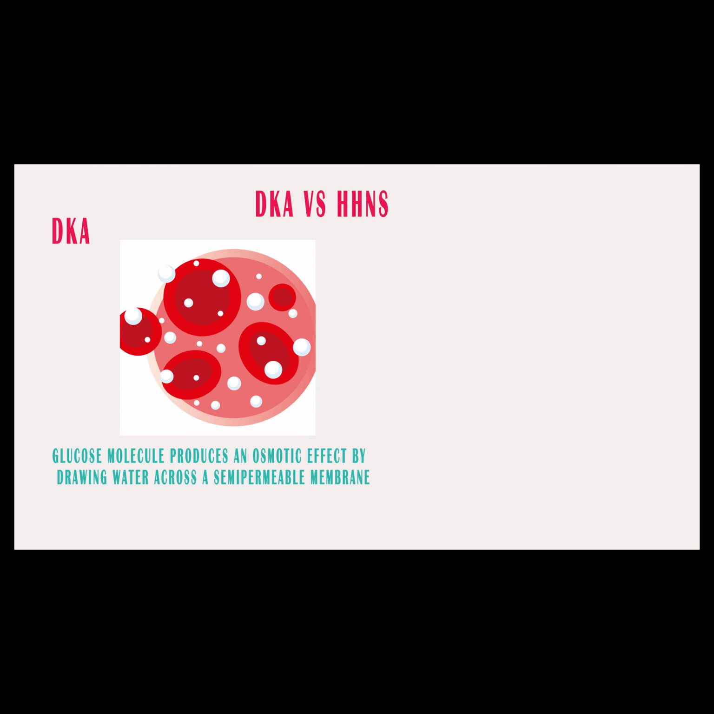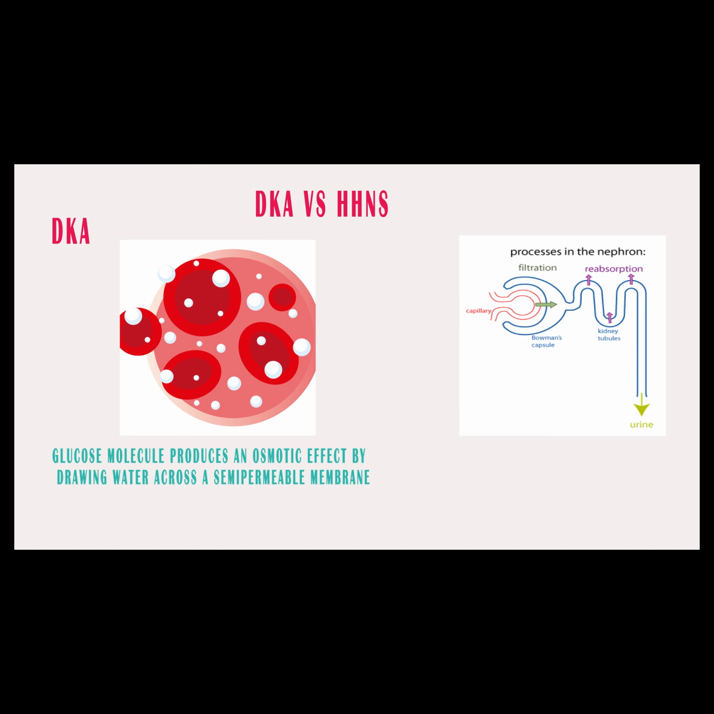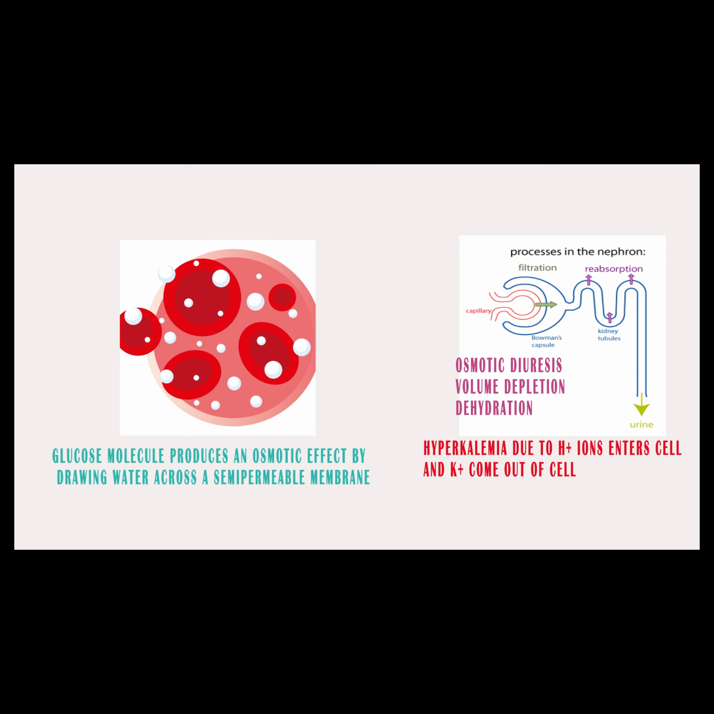When the blood glucose level goes high, a significant amount of glucose spills over into the urine. A glucose molecule produces an osmotic effect by drawing water across a semi-permeable membrane. Glucose draws a large amount of water that ends up producing a significant amount of urine. This is known as osmotic diuresis and leads to volume depletion and dehydration in the patient.